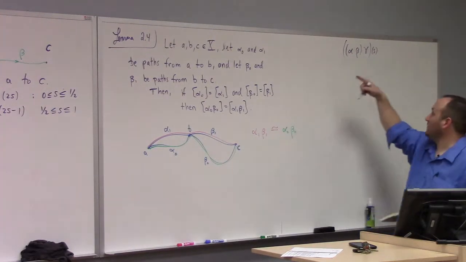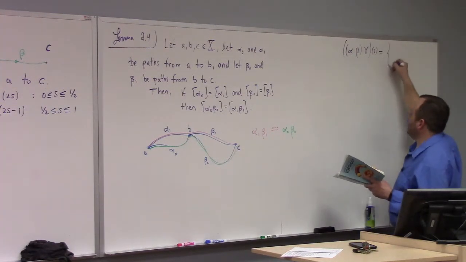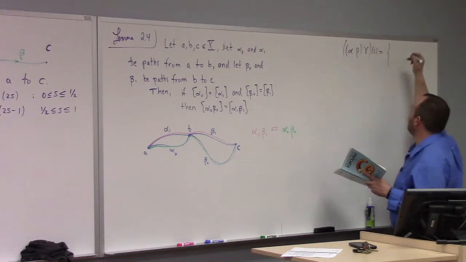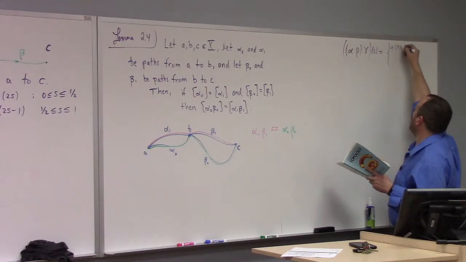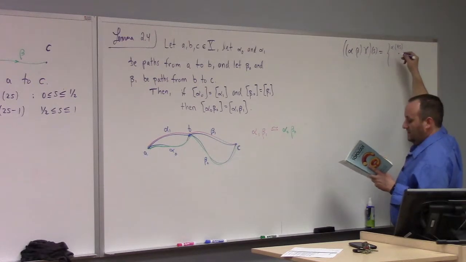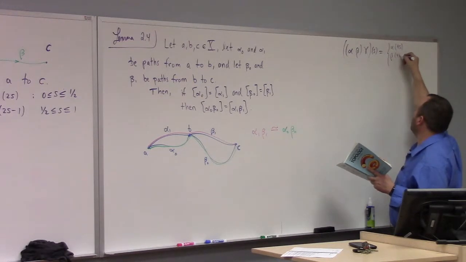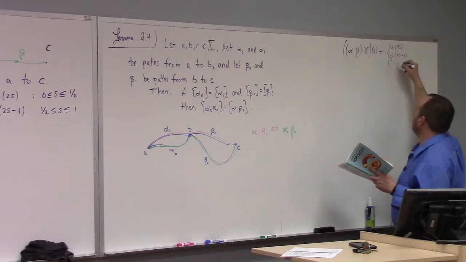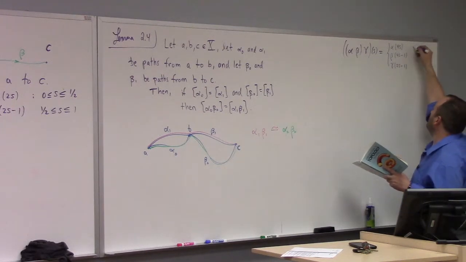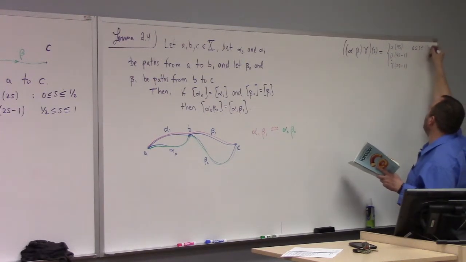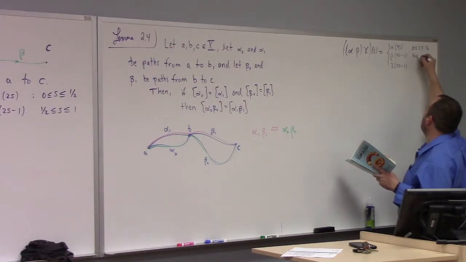And what he says is if you flesh this out, you get these three cases. You get alpha of 4s, beta of 4s minus 1, gamma of 2s minus 1, for 0 less than or equal to s less than or equal to a fourth, 1/4 less than or equal to s less than or equal to a half, and 1/2 less than or equal to s less than or equal to 1.